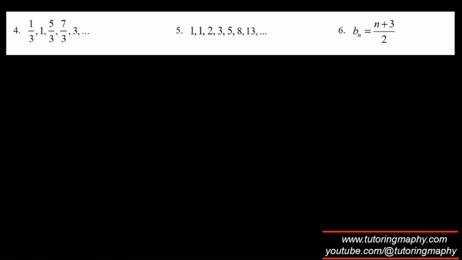Okay, this one looks like a difference probably. So 1 minus 1 over 3 is, I think, 2 over 3. Then 5 over 3 minus 1 is, well, 2 over 3. 7 over 3 minus 5 over 3 is 2 over 3. 3 minus 7 over 3 is 2 over 3. Interesting. So it is actually an arithmetic sequence.